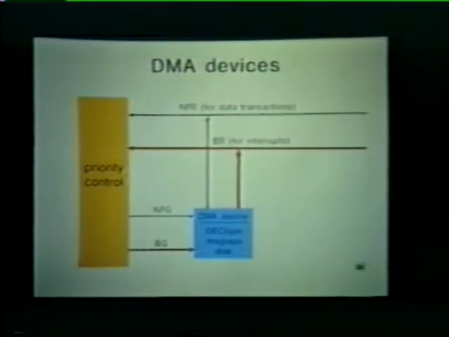Here we see a typical DMA device, such as a DEC tape, mag tape, or disk. When it needs the bus for a DMA data transaction, it makes an NPR request and receives an NPG grant from the priority control. On the other hand, if it needs to interrupt the processor, it makes a request on the BR line and receives a grant on the corresponding BG line.